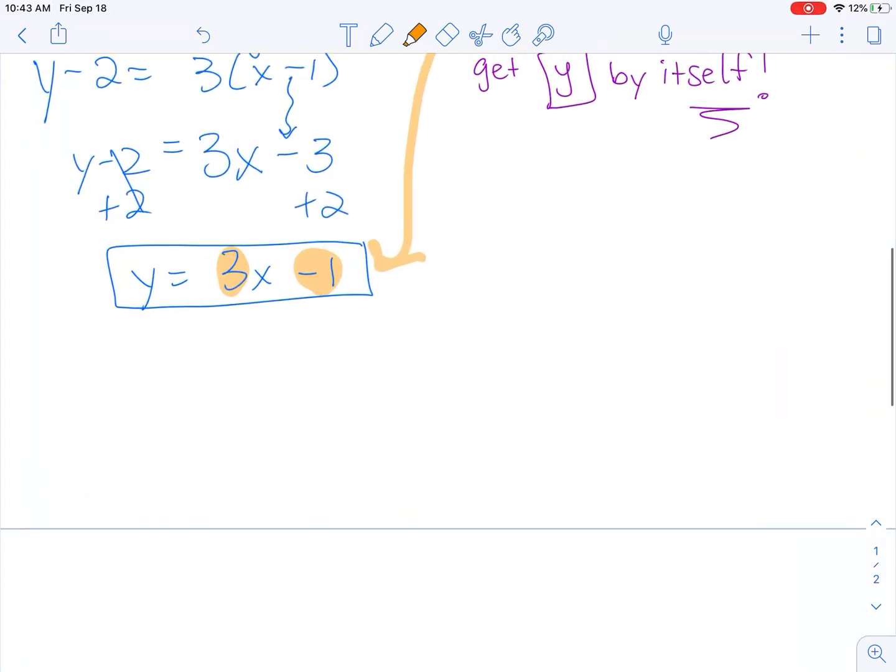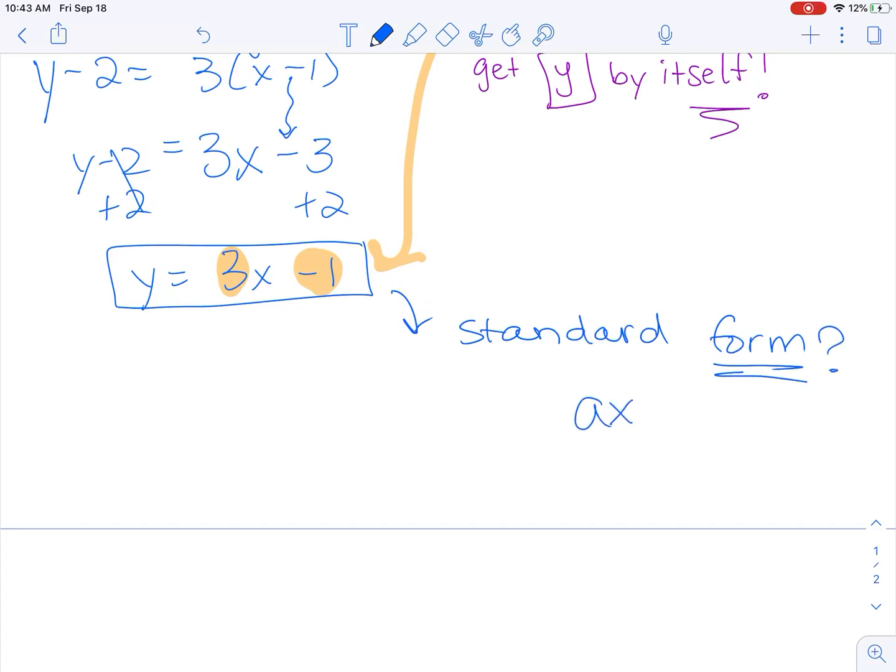Now, what if I went a step further and said, oh, you know what, Mrs. Salles changed her mind. I don't want it to be in slope-intercept form. I want this to be in standard form. So how would you change this to standard form? Keep in mind that standard form is ax plus by equals c. Let's look at this form and see how it's different. Well, I see some value of x and some value of y are on the same side of the equal sign, and there's some number on the other side. So that's what we're going to do. We're going to put x and y on the same side.